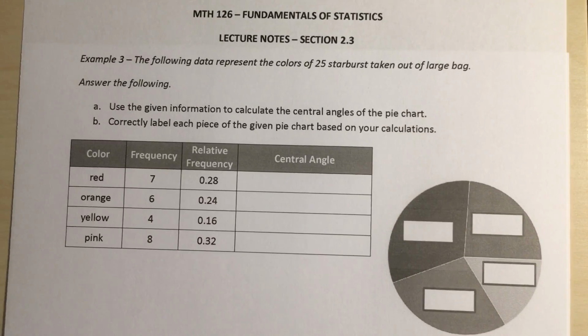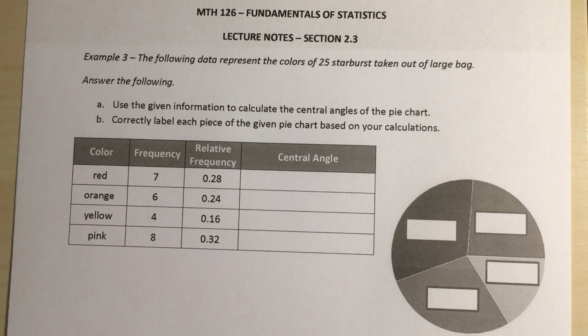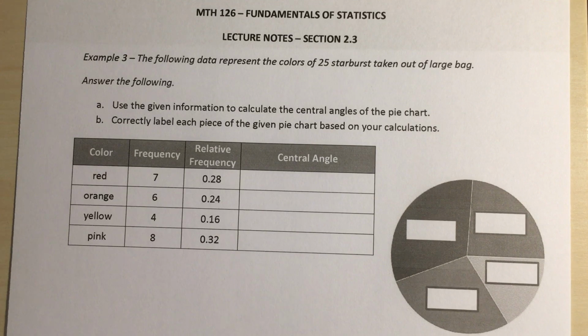Right, in this last example for section 2.3, we are going to take the information that's given to us in our frequency and relative frequency table and use that to identify our central angles and to label our pie chart that we see here. So the following data represent the colors of 25 Starbursts taken out of a large bag. Use the given information to calculate the central angles. Correctly label each piece of the given pie chart based on your calculations.